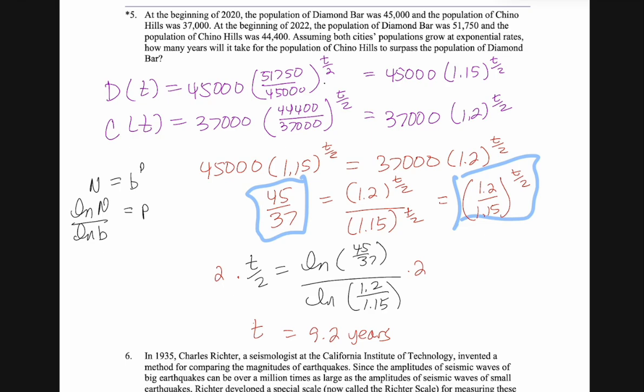After that, Chino Hills has that 1.2 rate. It's higher than the other, so it's going to grow faster. So anything after 9.2 years, Chino's going to surpass the population of Diamond Bar. So there you go. That is an application for population. Population is a popular one. Bacteria growth, budgetary things. Those all come up in exponential word problems.